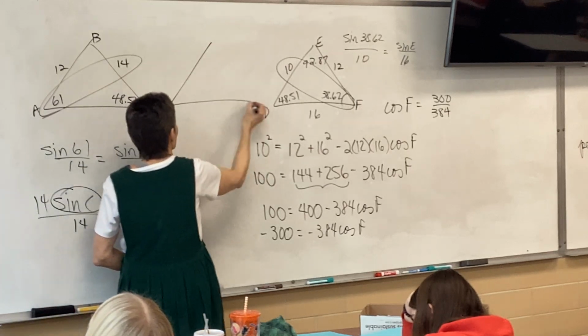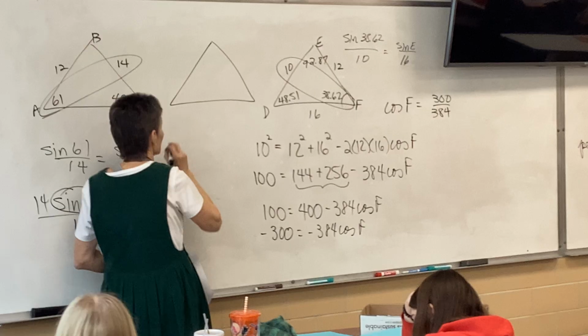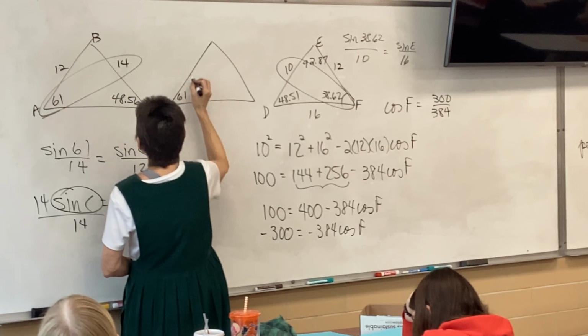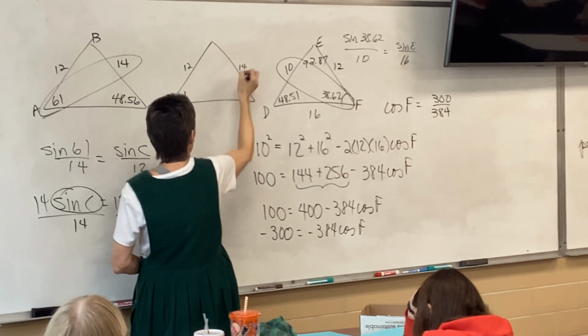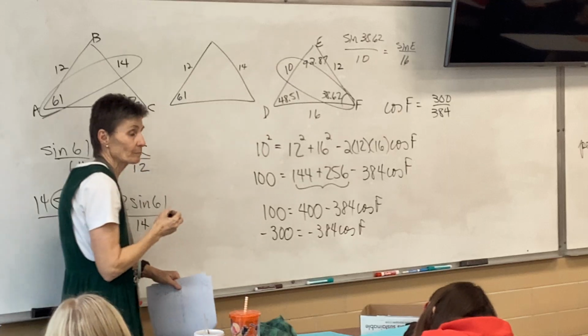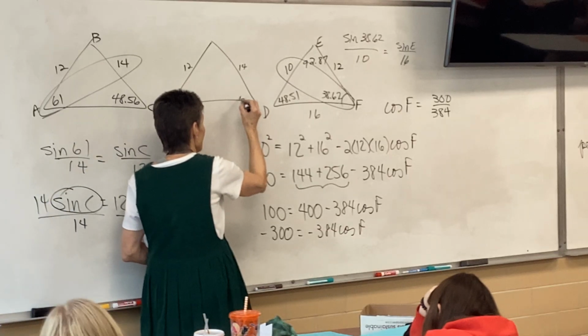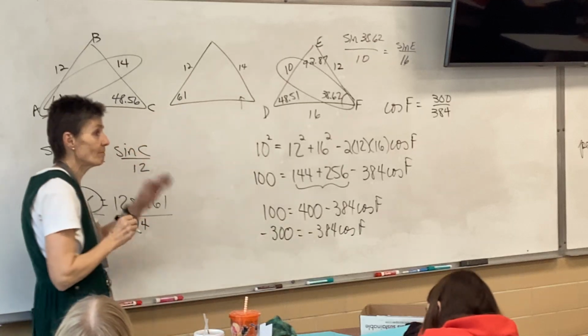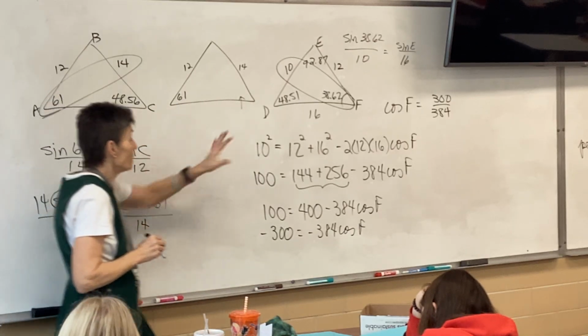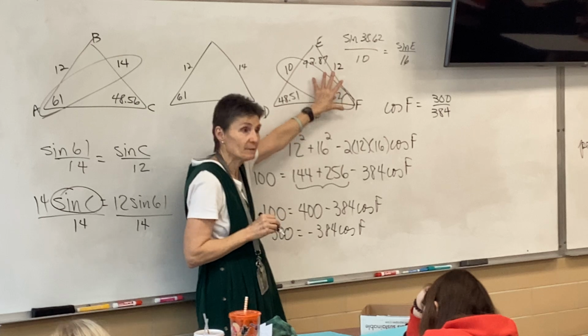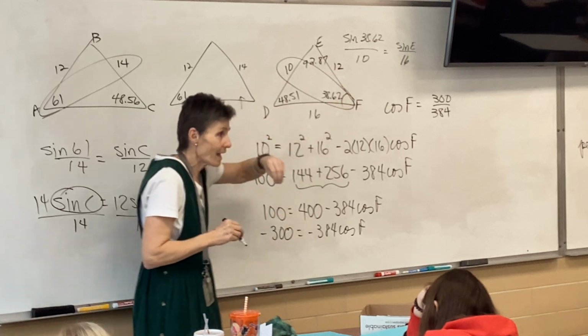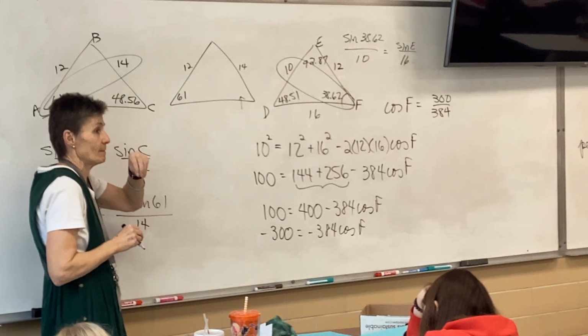So then I'm gonna draw another one. It's a 61 and a 12 and a 14. There's my original problem. And then I'm gonna check to see, could I have a different angle B? Because of the same mess that happened in this problem, could I have a different angle B?